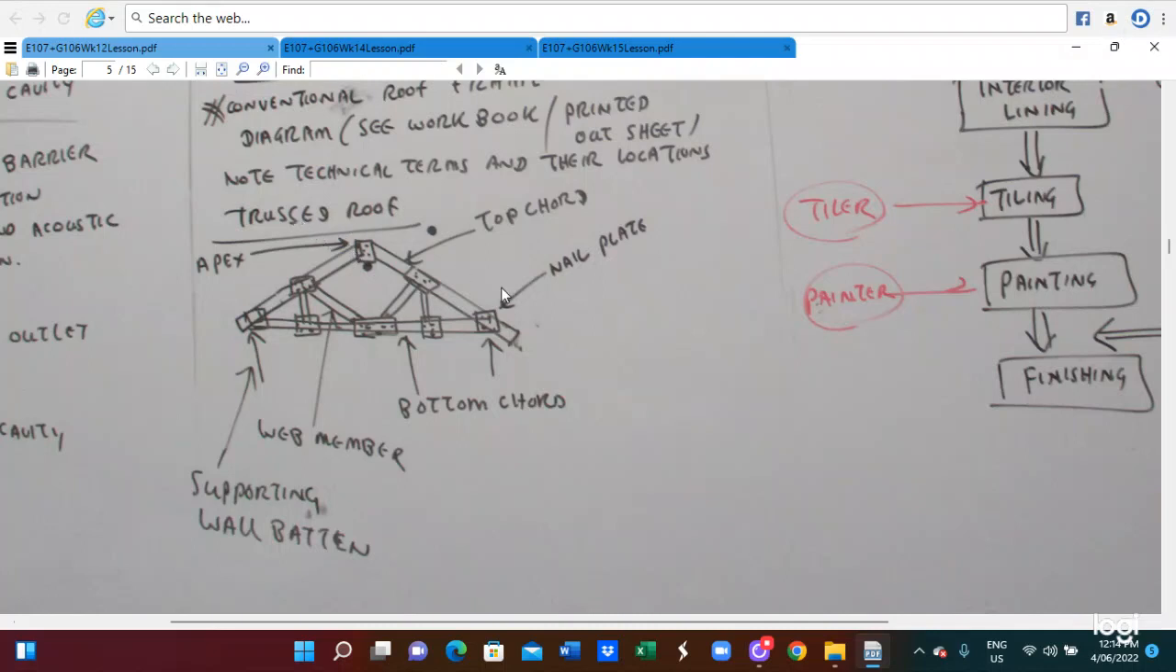This is the truss roof construction. Truss roof, this is the best. This is the top chord and they are neighboring, and here is the bottom chord. Here is one member supporting the wall plate. So this is the truss roof construction.